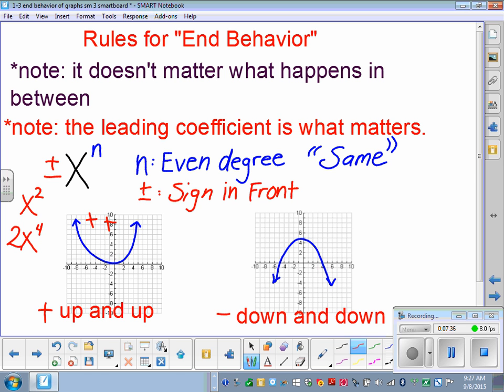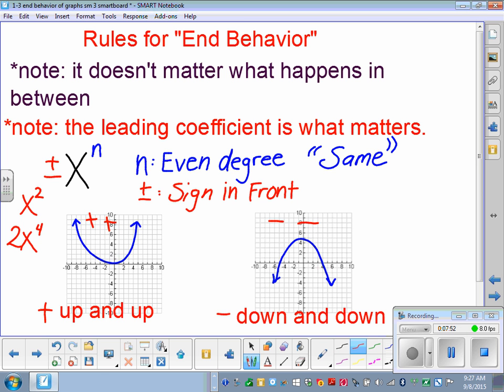Now, a 4th degree doesn't look like a parabola. It has some weird stuff in between, but the end behavior will work the same. Once again, if you decide it's an even degree, you say, okay, it's either up and up or down and down, and you look in front. If you see a negative, then you know it's going to be down and down because they like to frown.